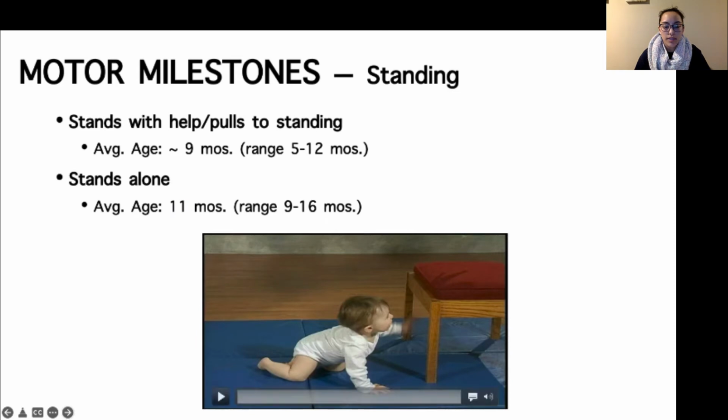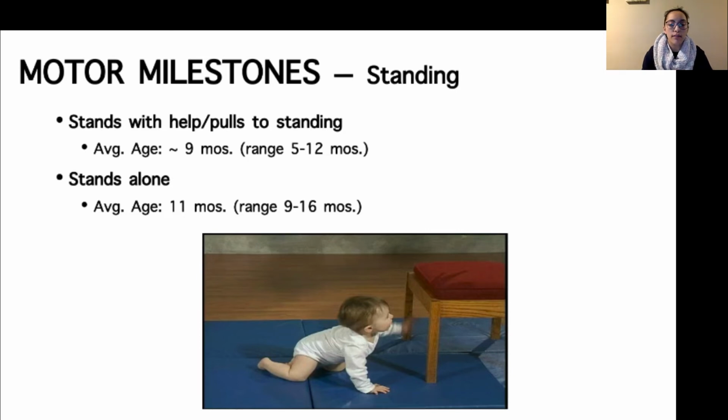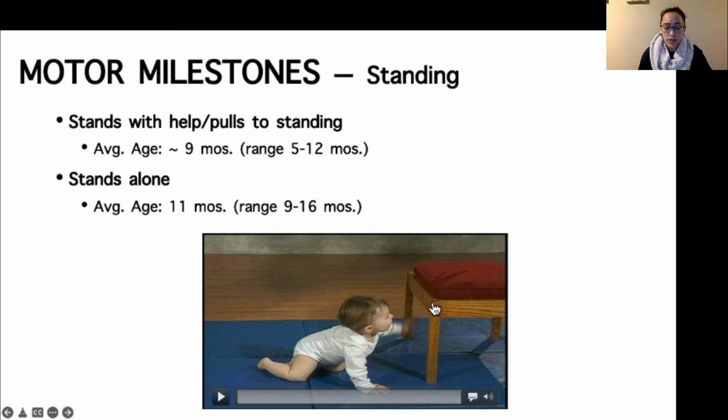In terms of standing, this usually starts to appear around 9 months, maybe as early as 5 months or as late as 12 months. Again, it kind of depends on different environmental constraints that are applied. So if you don't give an infant a lot of exploration time, or there's not a lot of accessible pieces of furniture or items that are lower to the ground for them to help pull to standing, that might not occur as soon, right?